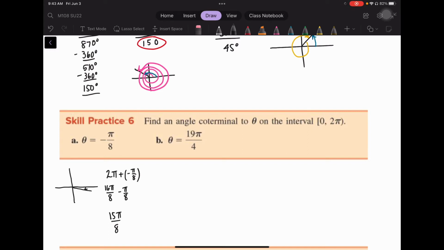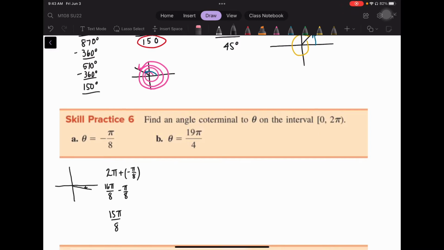19 pi over 4, that is too large. So in this case, I need to take away 2 pi as many times, just like I did with the 1230, to get in the range between 0 and 2 pi. So 2 pi in fourths is going to be 8 fourths. 8 pi over 4 is the same thing as 2 pi. So I'm going to take 19 pi over 4 minus 8 pi over 4. That's going to give me 11 pi over 4.